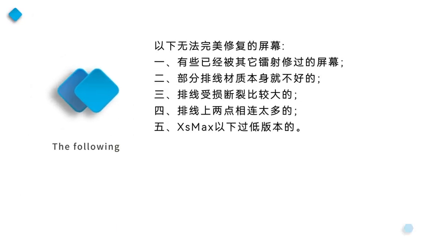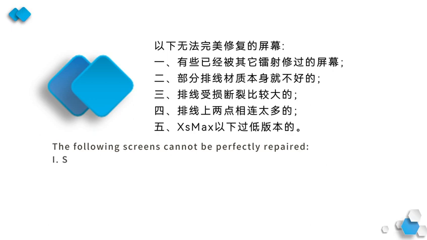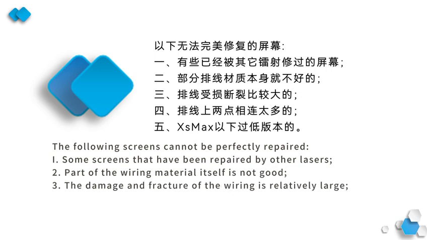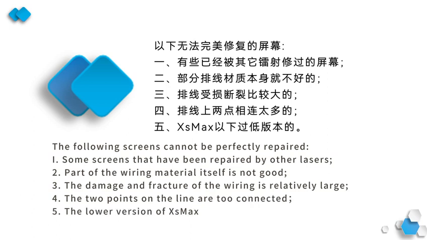The following screens cannot be perfectly repaired. 1. Some screens that have been repaired by other lasers. 2. Part of the wiring material itself is not good. 3. The damage and fracture of the wiring is relatively large. 4. The 2 points on the line are too connected. The lower version of SMAX.